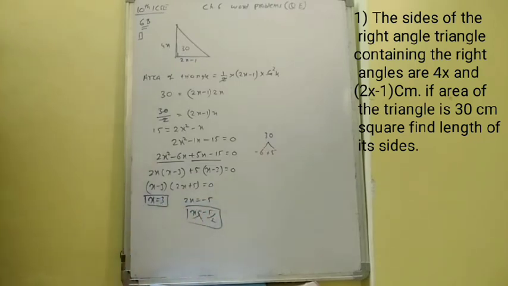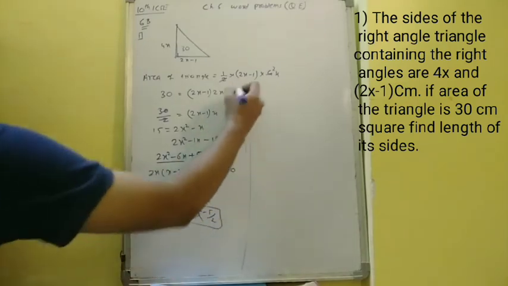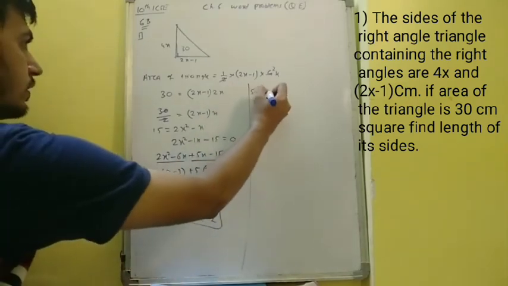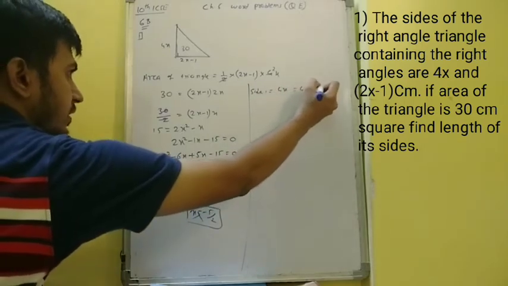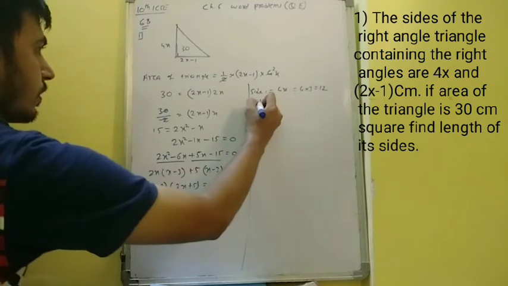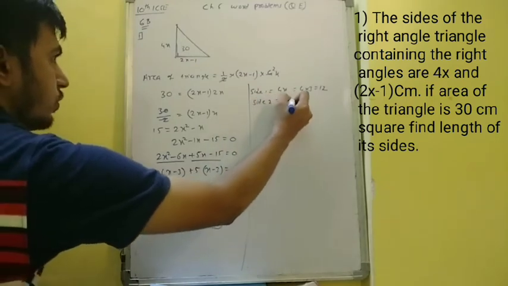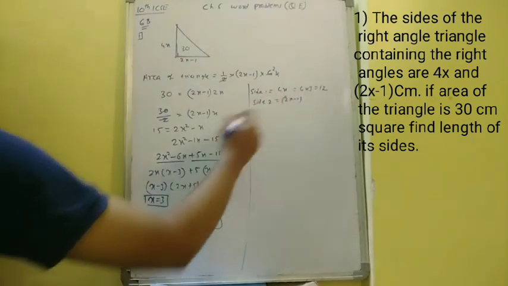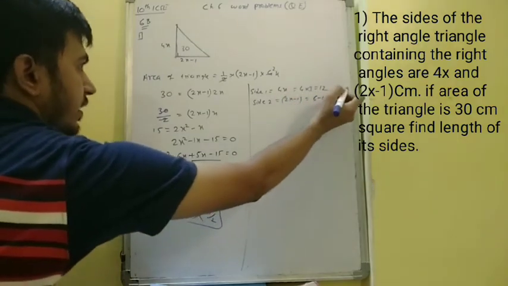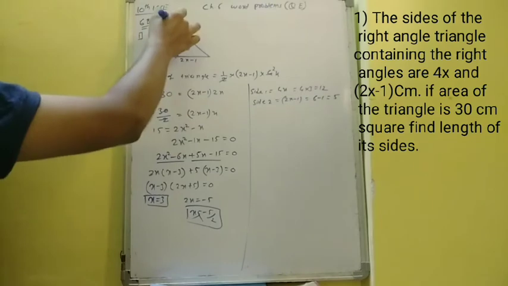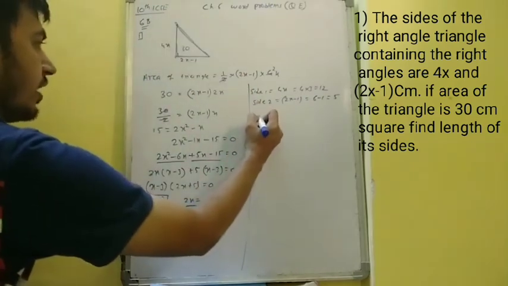See, sides cannot be negative, therefore I am discarding this. So value of x is 3. Okay, so we can say that side 1 is 4x, that is 4 3s are 12. Side 2 is 2x minus 1. Value of x is 3, so 3 2s are 6 minus 1, it is 5. And we can easily find out the hypotenuse now because you are asked to find all the sides.